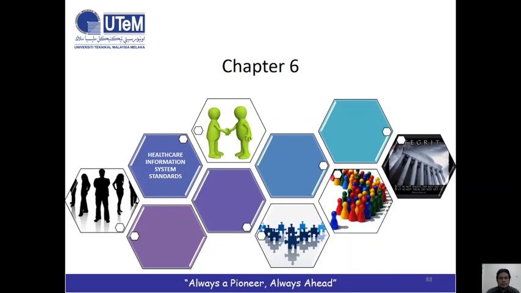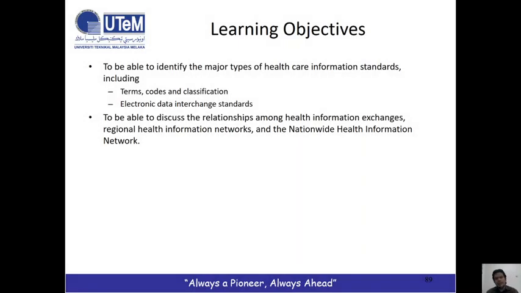So today we will discuss chapter 6 regarding Healthcare Information System standards. The learning objective is to enable you to identify the major types of healthcare information standards, including term, code, and classification. We also discuss electronic data interchange standards, and this chapter enables you to discuss the relationship among healthcare information exchange.